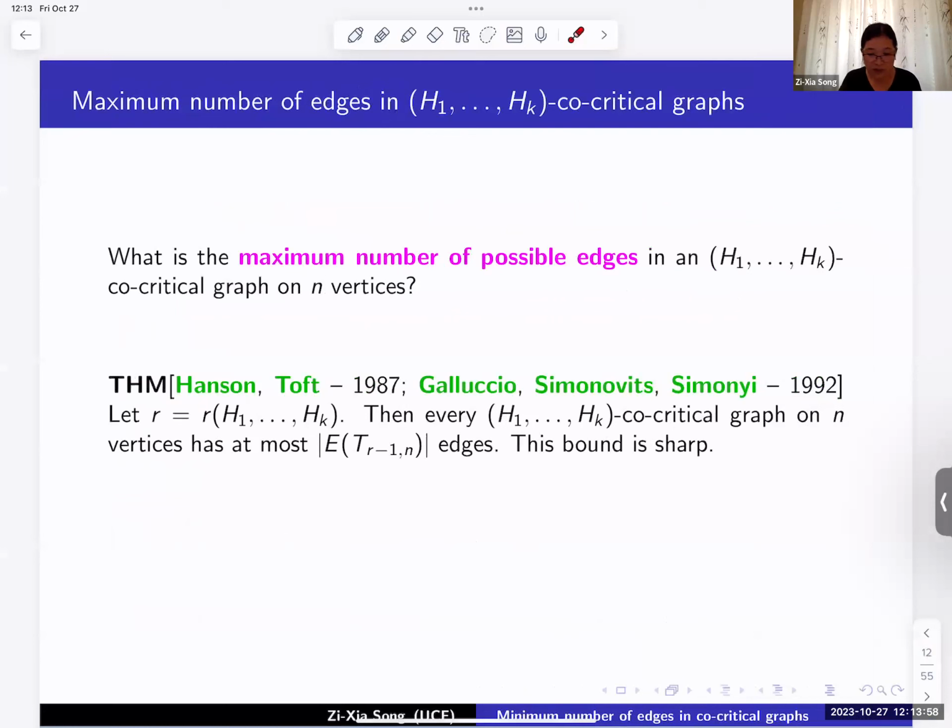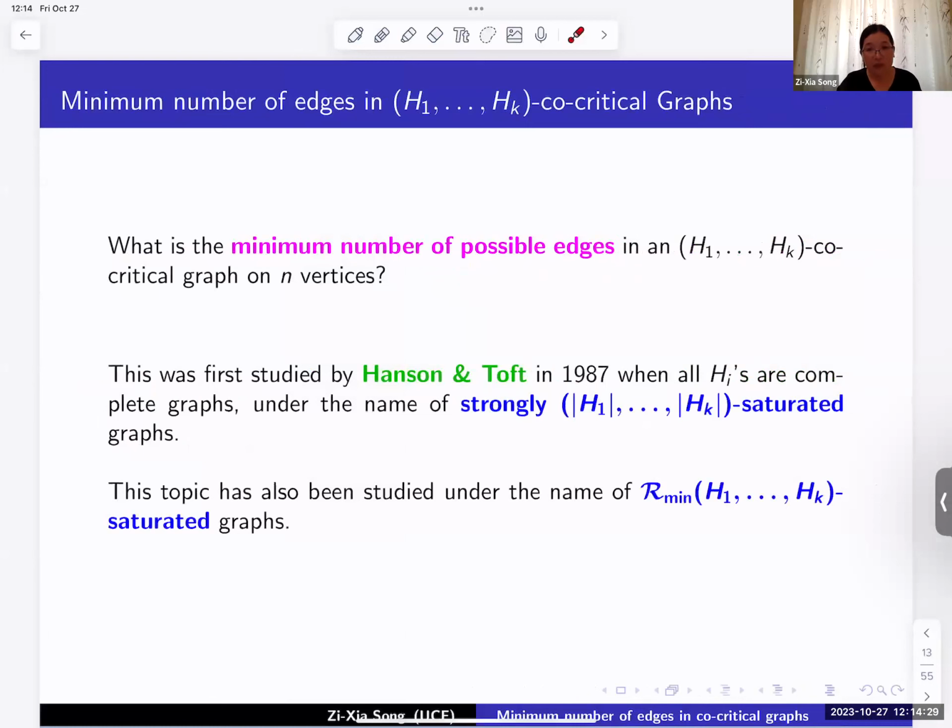But what we wanted to study here is the number of edges in co-critical graphs. So of course, the first one would be similar to Turán's problem. You would like to ask for the maximum number of possible edges. This turns out to be trivial. It's exactly Turán's problem. So this can be solved quickly. And these two different groups, one is by Hanson and Toft, and this is Zi-Xia Song and Simonyi here for this one. And we would like to see the minimum number of edges for this one.